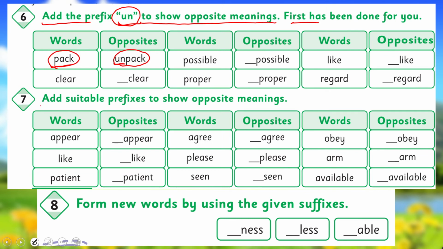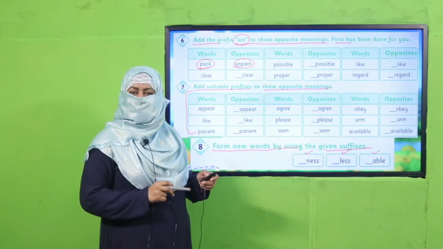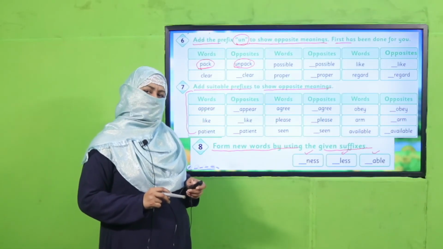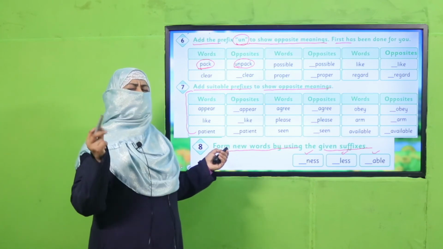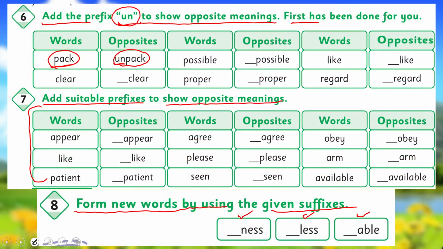In the next exercise, you will add a suitable prefix to show opposite meaning. You will add a prefix on your own and form new words by using given suffixes. So here are suffixes. You will add words to these suffixes. So in this way, you will complete these 3 exercises in your book. Pause the video, complete the exercises, and then quickly come back.